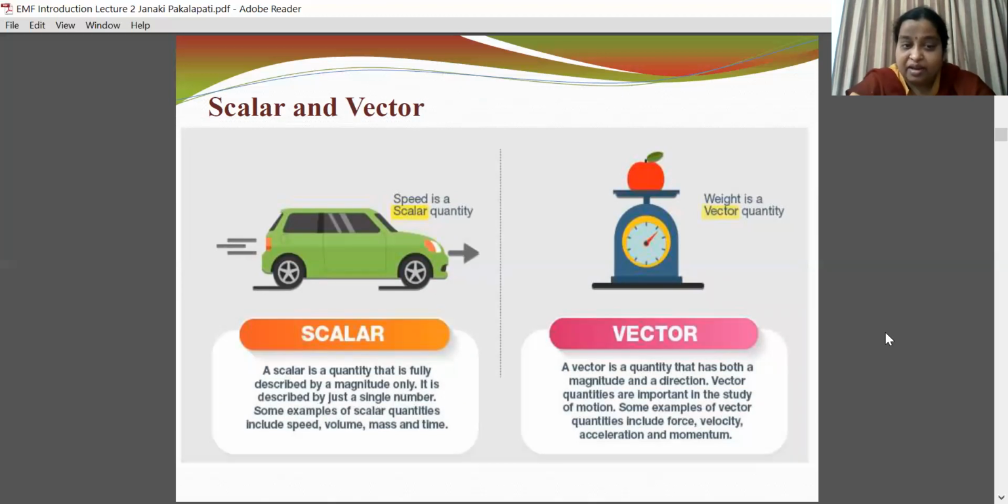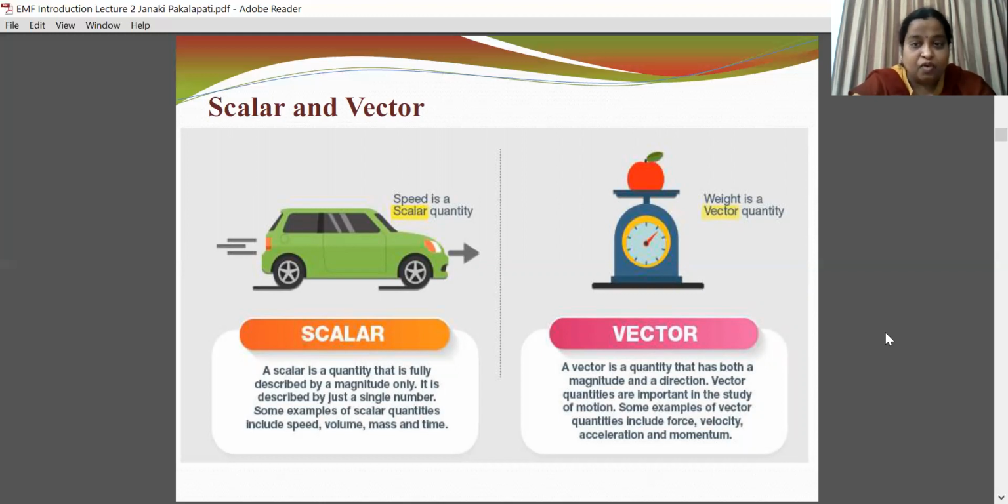It is defined here. If you look at the picture, a scalar is a quantity that is fully described by a magnitude only. It is described by just a single number. Some examples of scalar quantities include speed, volume, mass, and time.